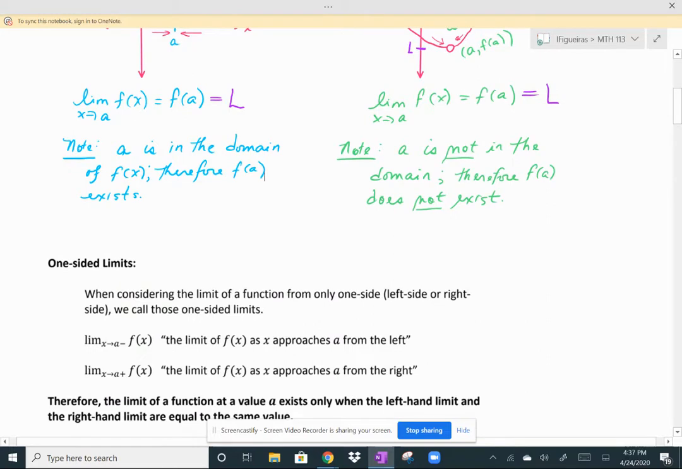Okay, one-sided limits. When considering the limit of a function from only one side, left side or right side, we call those one-sided limits. So the notation looks like this. This is the limit of f of x as x approaches a from the left. The minus sign to the right of the number a, because a will be a number, represents from the left. And here, the limit of f of x as x approaches a from the right is indicated by a little plus sign next to the number. A could be any real number, but the positioning of this negative and this positive means either from the left or from the right of a.